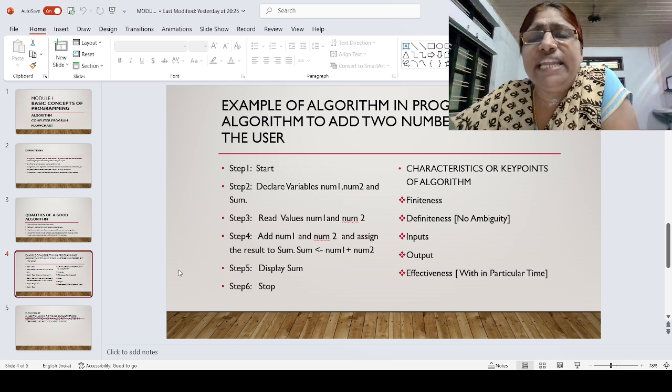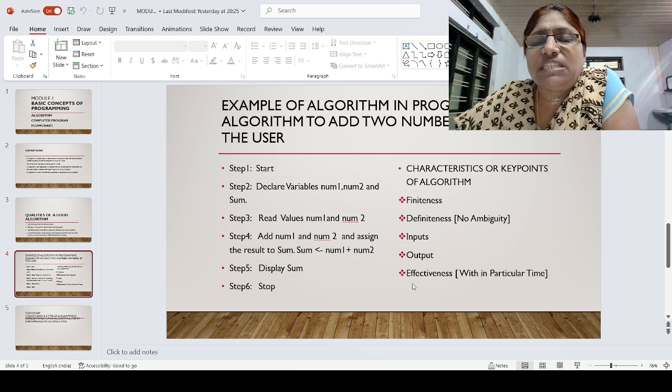Let us check once again. What are they? Finiteness. Definiteness, that means no ambiguity. Third one, inputs. Fourth one, output. And fifth one, effectiveness. Within a particular time, it must be done.